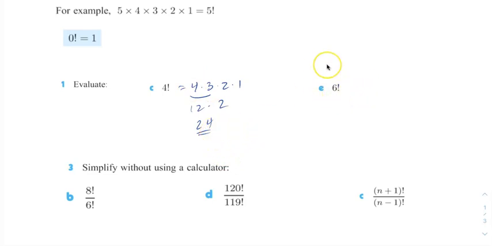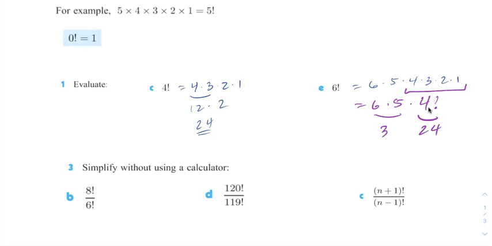I could do the same thing here with 6 factorial. 6 times 5 times 4 times 3 times 2 times 1. I want to point something out. If you look at right here, 4 times 3 times 2 times 1, that's the same thing as just 4 factorial. So really, this is just 6 times 5 times 4 factorial. And we know what 4 factorial is. That is 24. This is 30. So it's 24 times 30. So 12, 6. So 720.